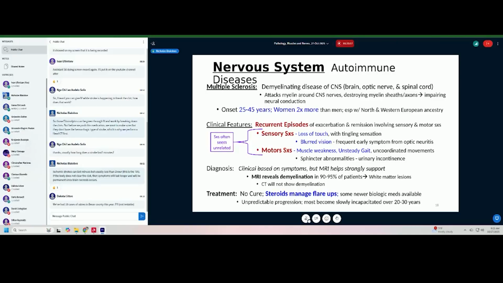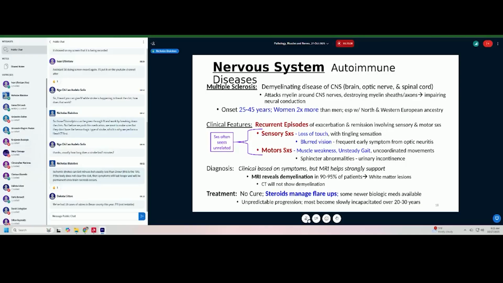It can affect the optic nerve because the optic nerve also has myelin around it. And so patients can develop blurred vision. They can also develop vision loss, right? It just depends on the severity of how much that nerve is being damaged from the autoimmune attack. Motor symptoms: muscle weakness, unsteady gait.